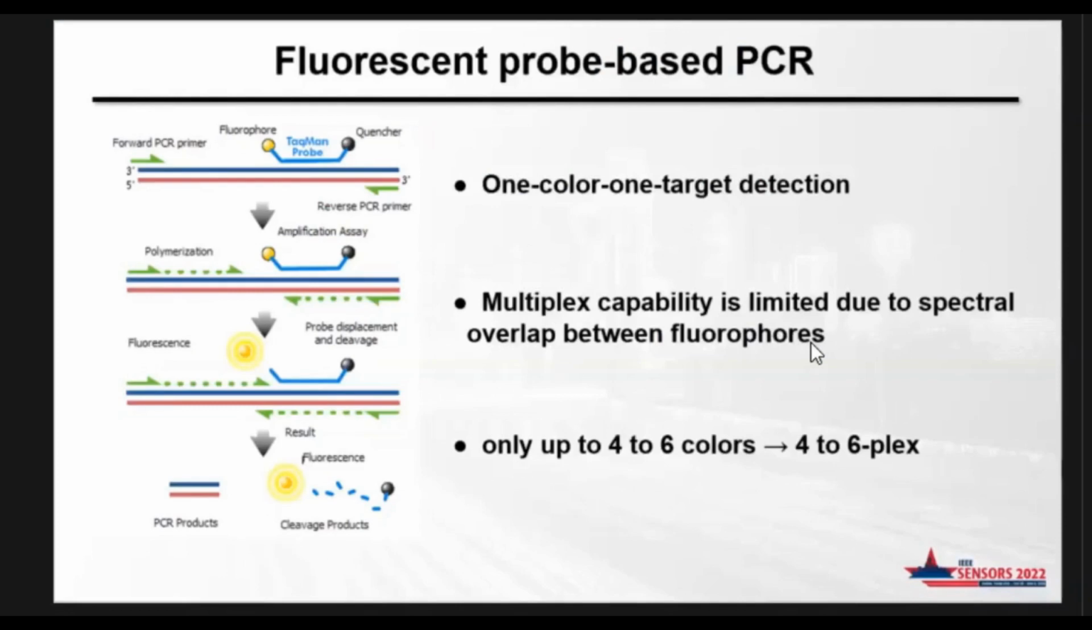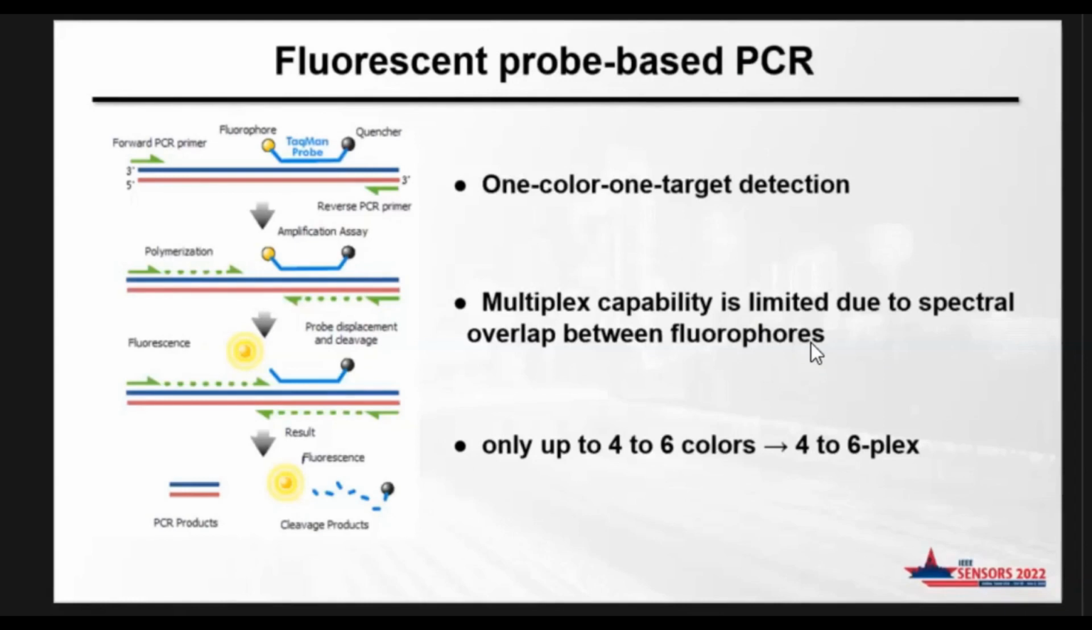PCR is the most commonly used method for nucleic acid amplification testing, just like COVID testing, and the use of fluorescent probe, such as TaqMan probe, shown here, is the most widely used method for signal generation. The traditional fluorescence probe-based PCR is one color, one target detection scheme, and the multiplex capability is limited due to the spectral overlaps between different fluorophores.